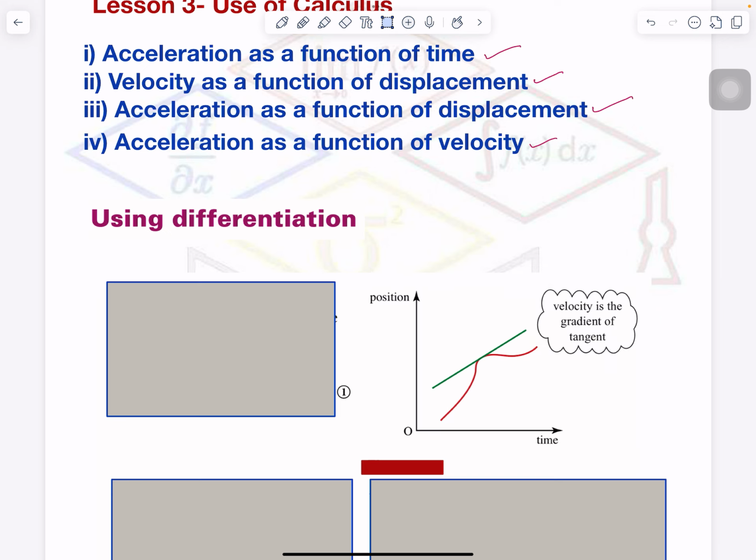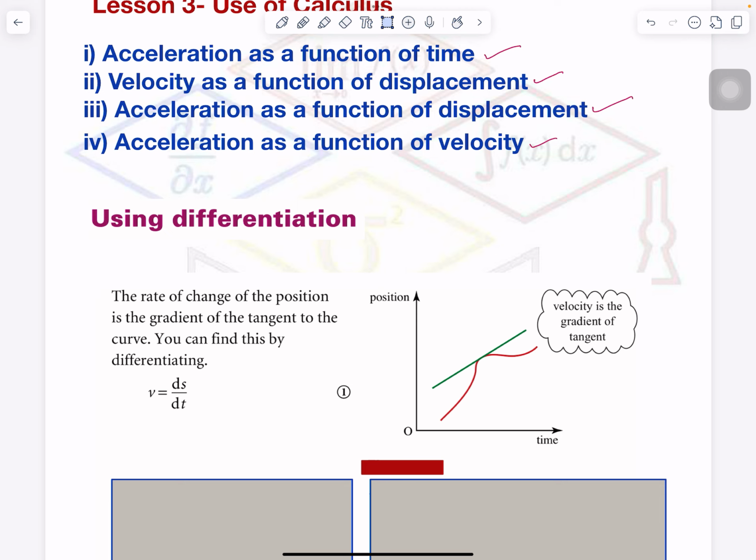So first of all, if you look at this sketch, it is about position and time, or you can say about displacement time or distance time. In these graphs, when you look at the gradient of the curve, that gives you basically what? Velocity, right? So what did we get from here? That rate of change of the position is the gradient of the tangent to the curve. And by differentiating, you are getting here what? Velocity. So it means if you are given displacement equation and you differentiate it, you get the velocity equation, right?